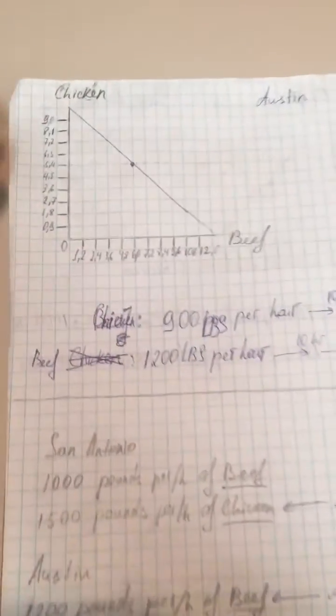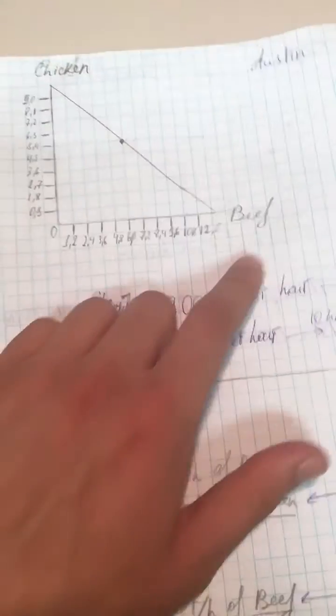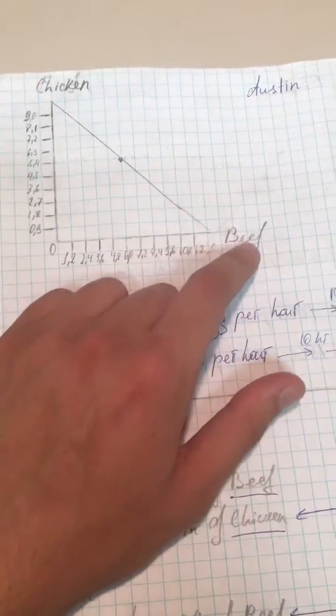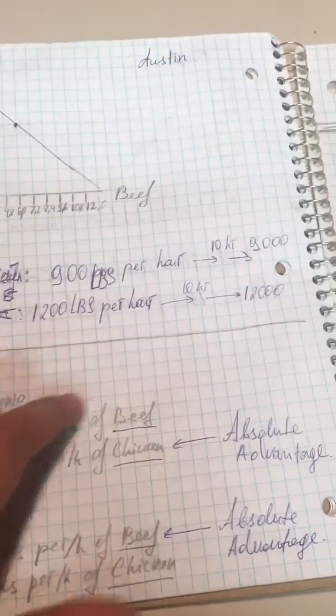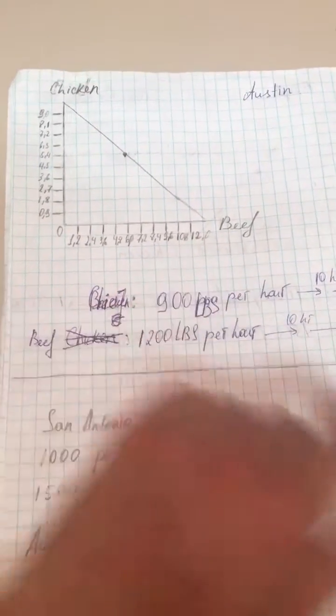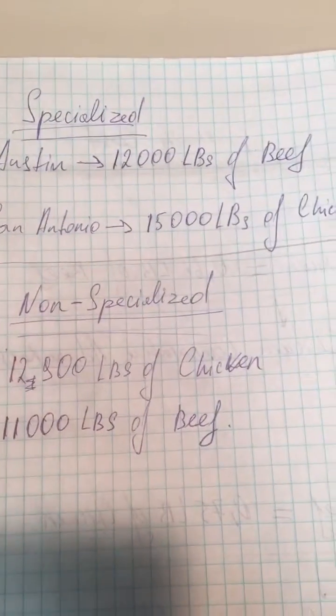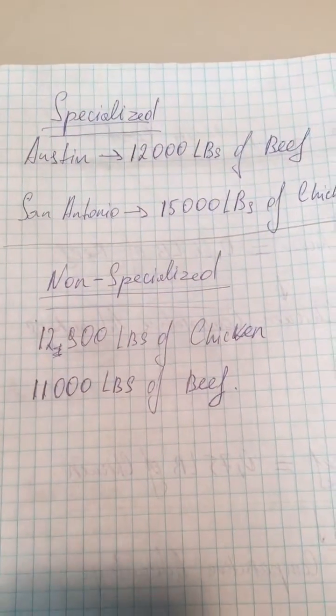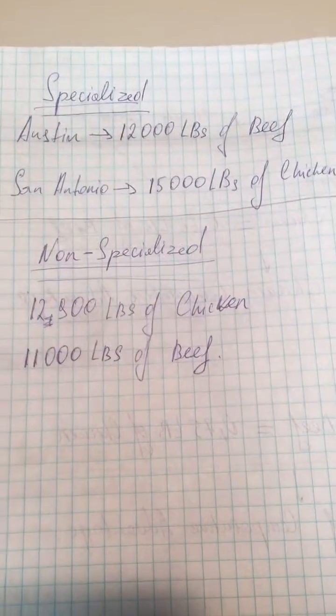In the case of Austin, it would focus on beef, and it would produce 12,000 pounds of beef, as we could see here also. So specialized production would look this way. Austin would produce 12,000 pounds of beef and San Antonio 15,000 pounds of chicken.